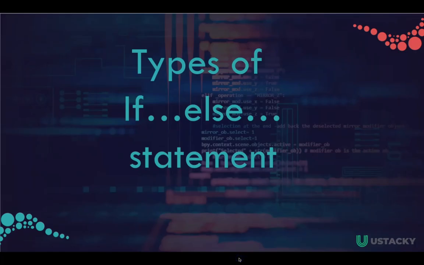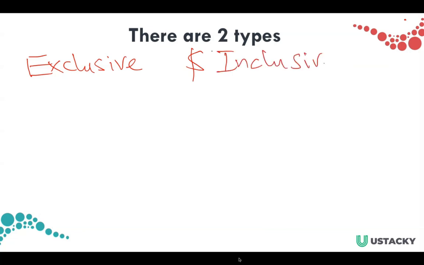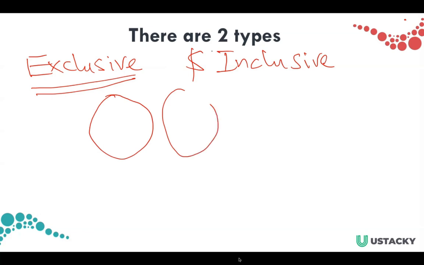In this tutorial, I'll be talking about types of if-else statements. There are two types of if-else statements. We have exclusive and inclusive. In exclusive if-else statements, there is no point of overlap between conditions. For example, if conditions are represented by circles, for two conditions, you have something like this, such that the two circles are exclusively related. There is no point of intersection between the two circles.